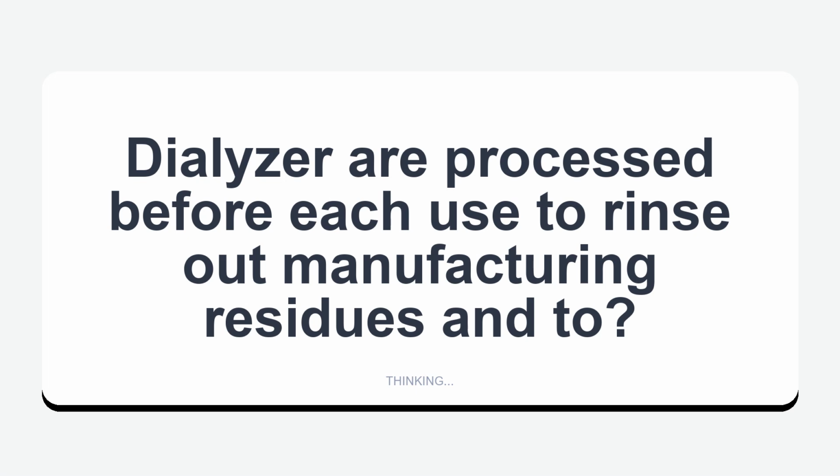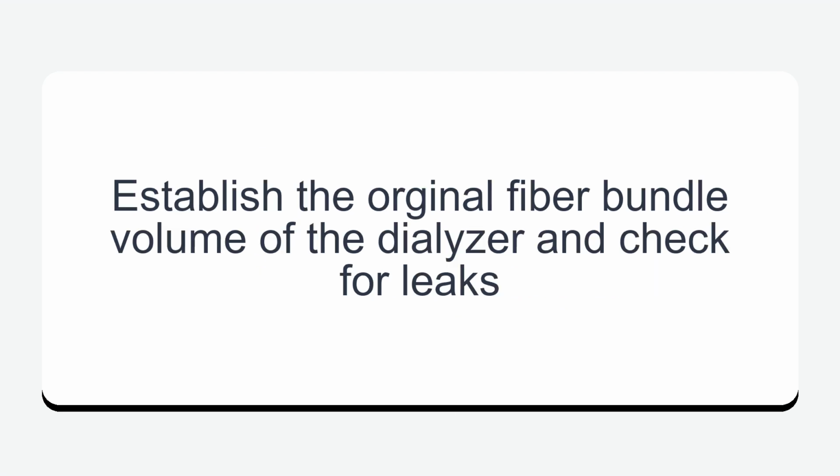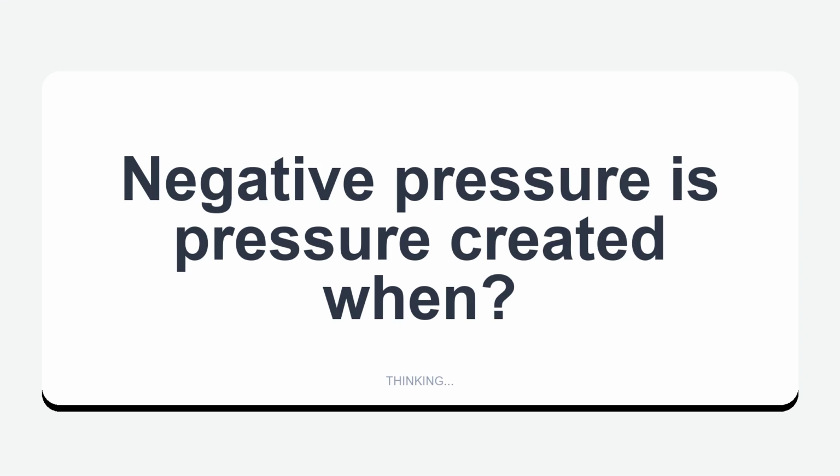CHT exam questions. Dialyzers are processed before each use to rinse out manufacturing residues and to establish the original fiber bundle volume of the dialyzer and check for leaks. Negative pressure is pressure created when fluid is pulled through a restriction.